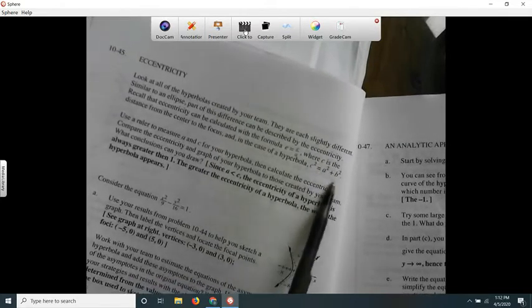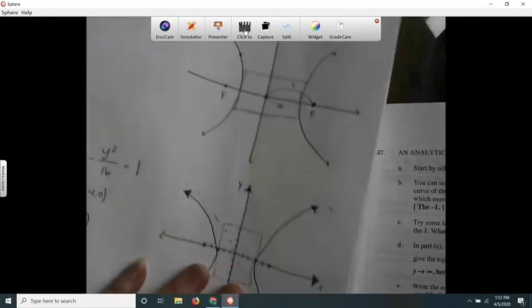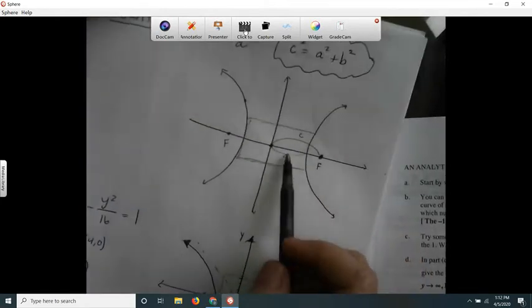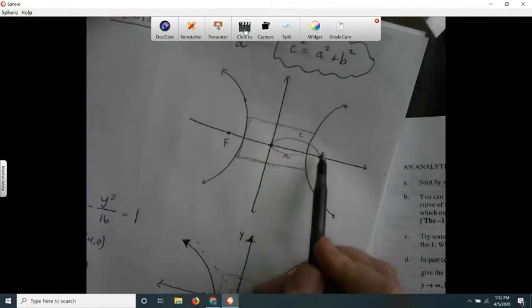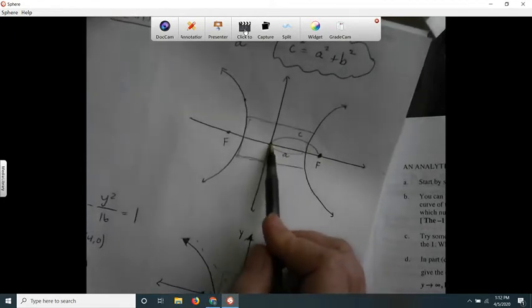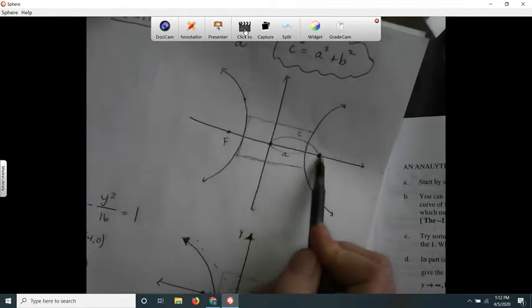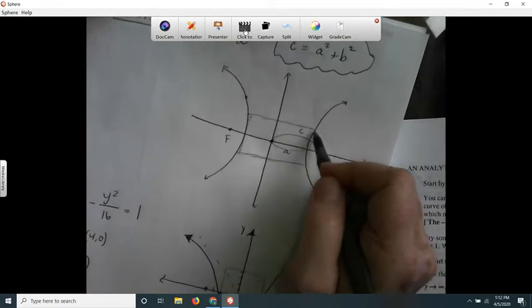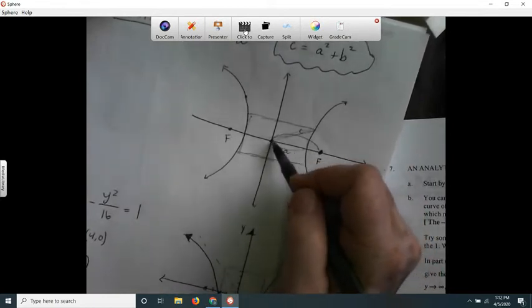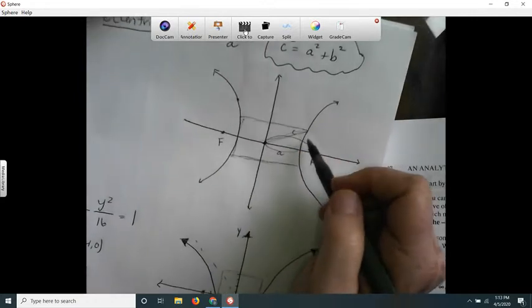And so I don't know if I need to prove that to you or not, but C is the distance from the center to the focus. But it also, if I scoot it up, is the distance from the center to the corner of the little box that you draw when you're trying to graph.